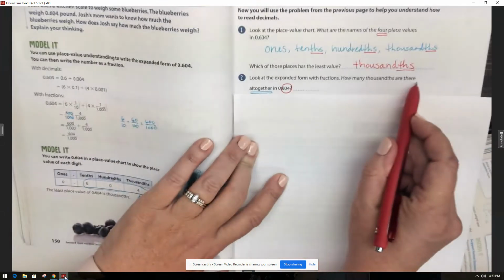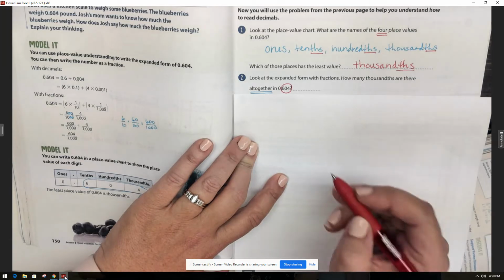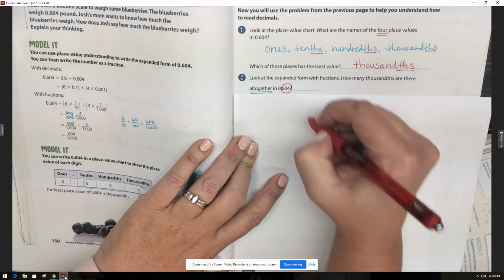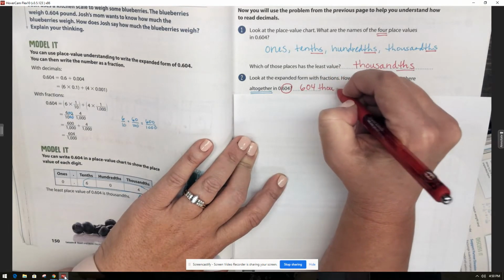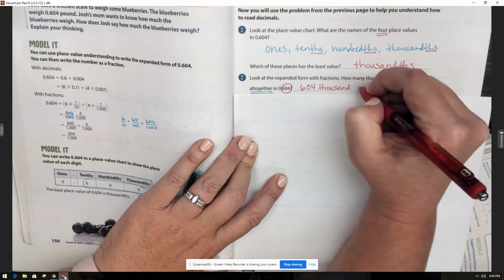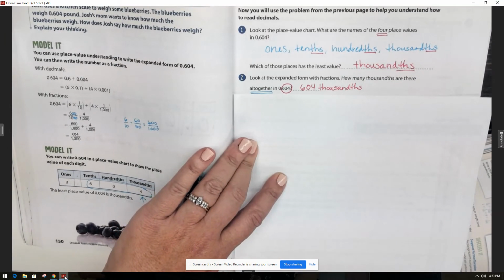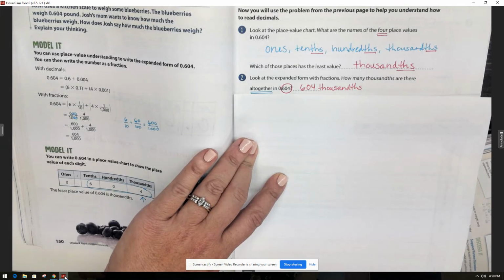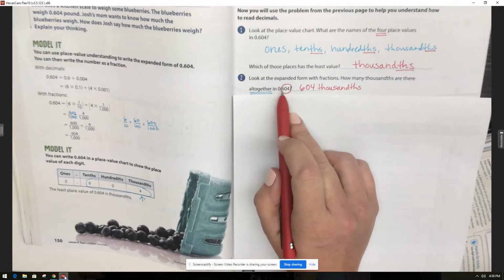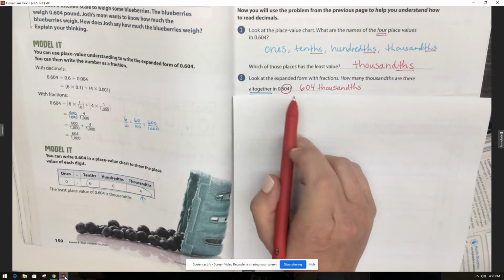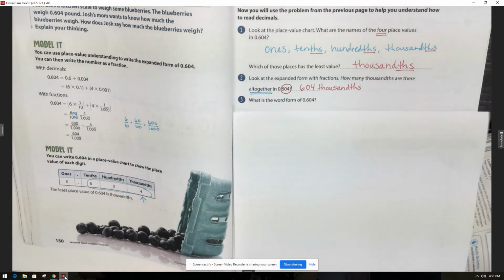So how many thousandths are there all together in 604 thousandths? There are 604 thousandths. So I wasn't kidding when I said I was being a little bit tricky. It was a little tricky because we are so used to just talking about place value, but today we're talking about how many there are all together.